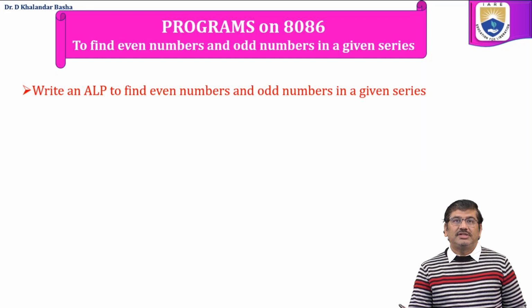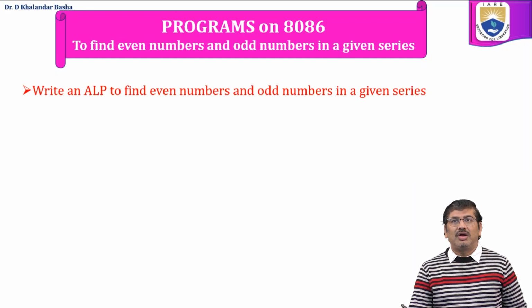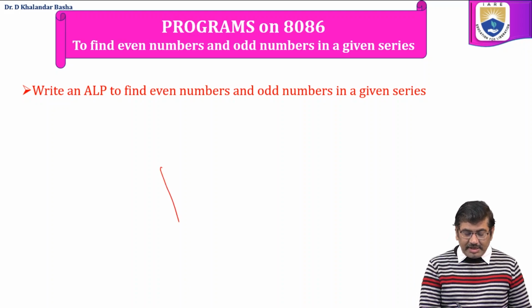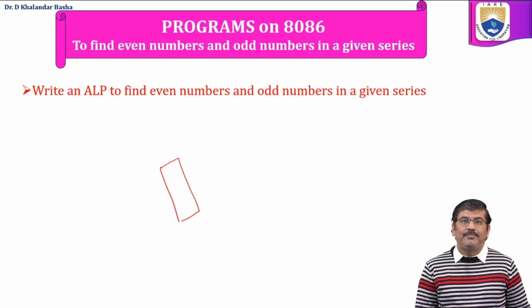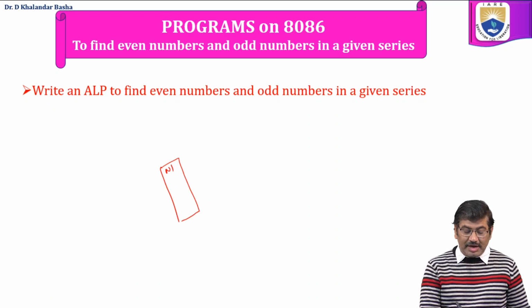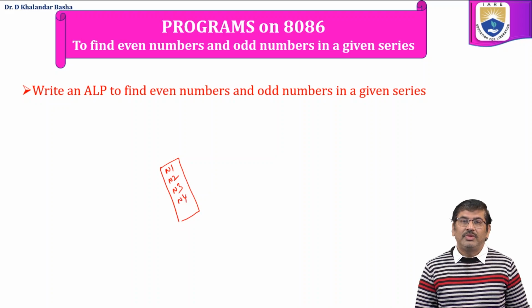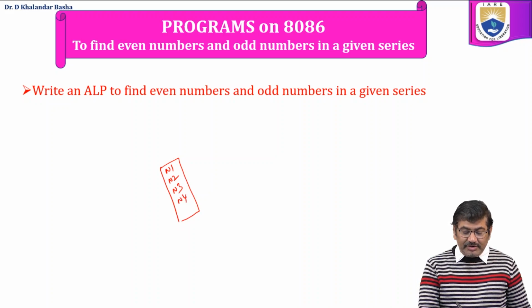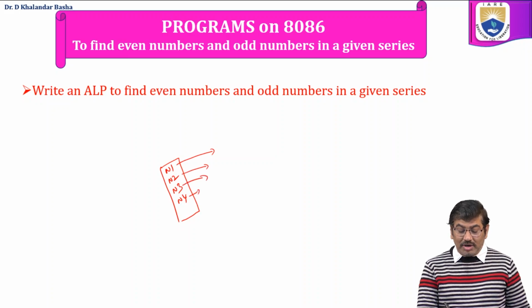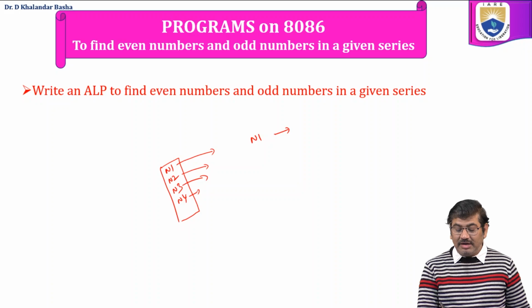So the first one is to write an ALP to find even numbers or odd numbers in a given series. Here in the data segment, we are going to take a few numbers. Let us assume I take number 1, number 2, number 3, number 4. Each time, we will fetch one data, and whatever the fetched data is, we will check whether it is even or odd.